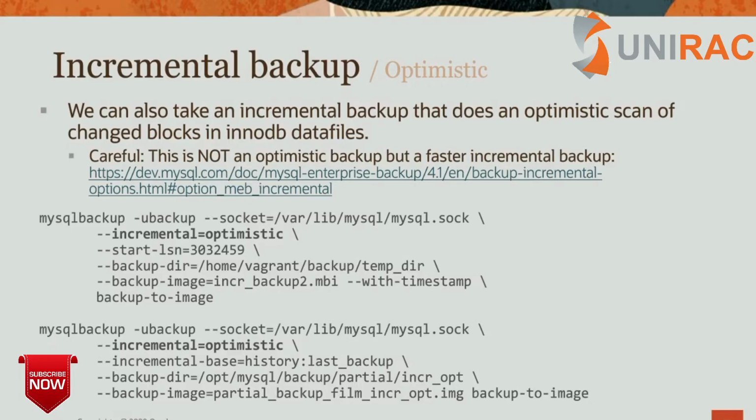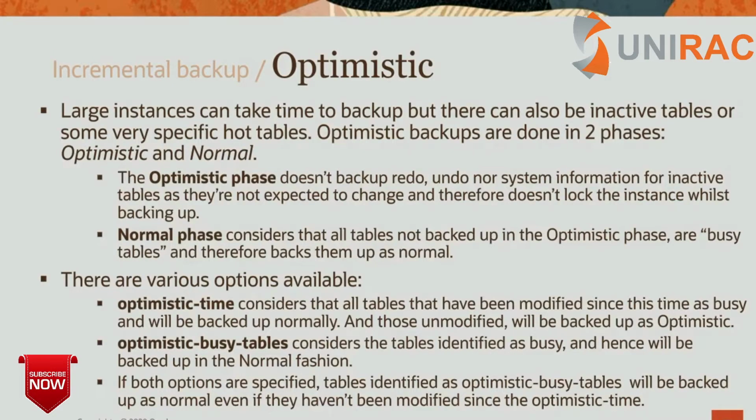Within the options of specifying optimistic backup, what we could do is say, okay, well, the optimistic time, this is the time that the tables have been considered optimistic. So this is since the last time. The optimistic busy tables, these are the tables I've identified. And if both options are specified, the busy tables will be backed up as normal, even if they haven't been modified since optimistic time. So starting from an optimistic time, saying, okay, well, this is busy, this isn't, we'll still specify that one. So that's a quick overview of what an optimistic backup is. It means we're trying to be more efficient with our backups.